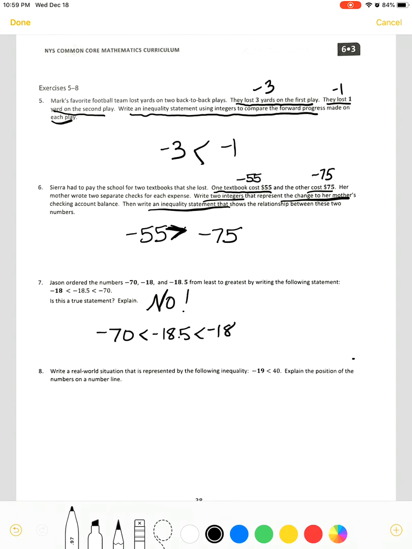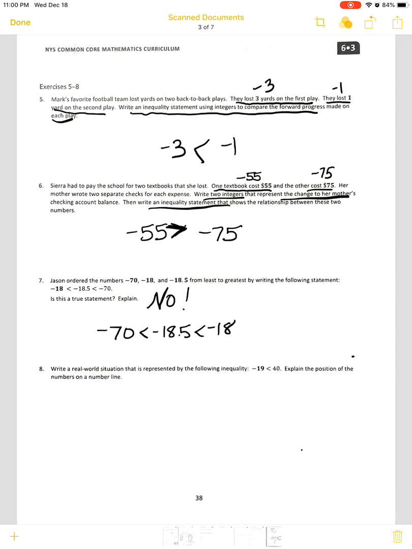All right. Write a real-world situation that is represented by the following inequality. Negative 19 is less than 40. Explain the position of the numbers on the number line. All right, so we're going to skip that. But you could come up with some situation like the temperature dropped 19 degrees and another week in the summer, it increased 40 degrees. You could compare that way. You could talk about money, how somebody lost $19, but they gained $40, right? And there you go.